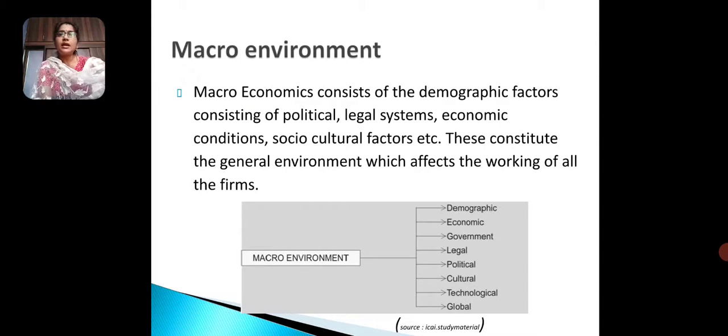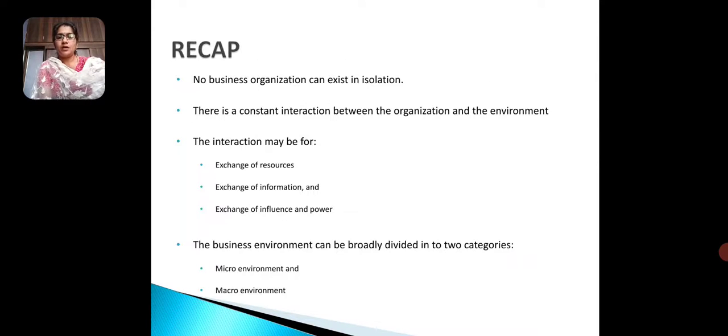Okay, in this unit, if I go for a quick recap, we discussed how the company and its environment are related. They are related because they constantly exchange resources, information, power and influence. Both have a transfer of all these things between each other. Then the entire environment, for the purpose of analysis, we can divide into micro environment and macro environment.